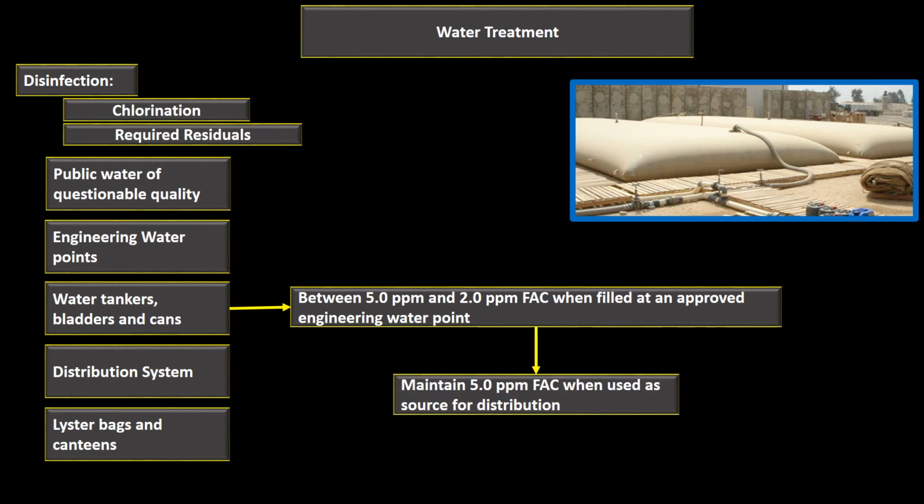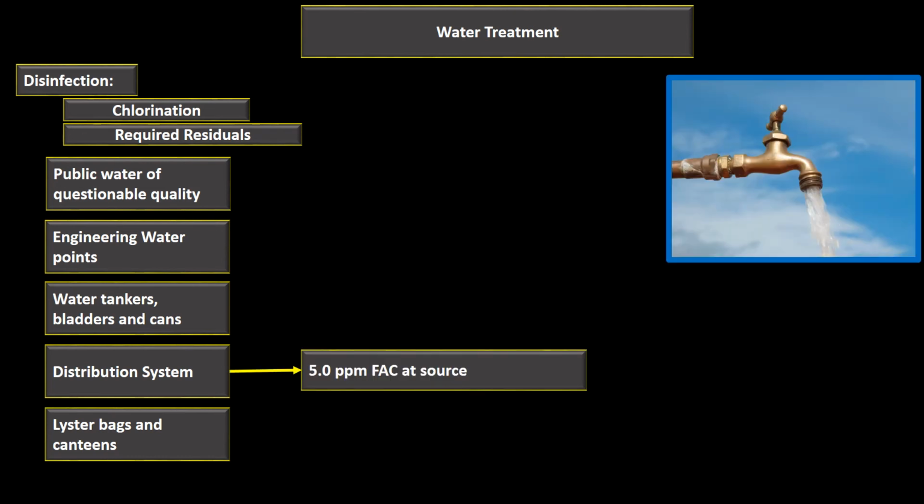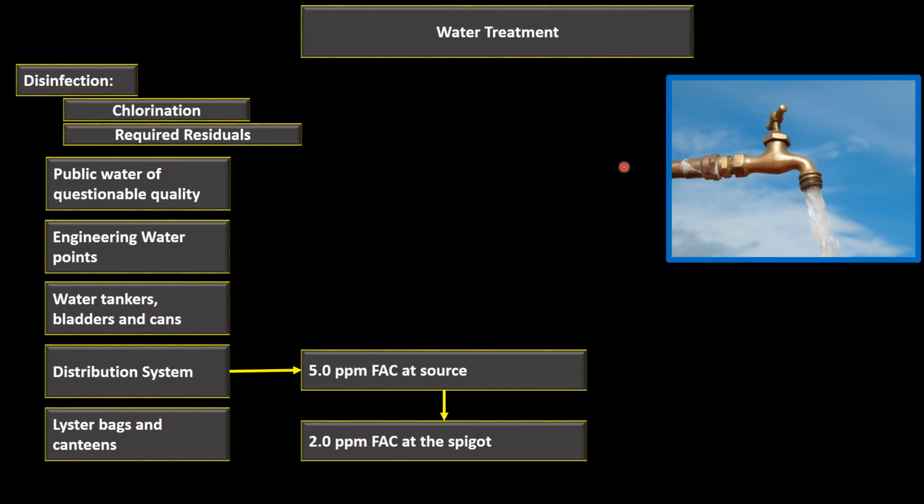Distribution: maintain 5 parts per million free available chlorine when it is a source for distribution. So if we had a tanker, or if these bladders were going to distribute water to different piping and so on, that bladder needs to be at 5 parts per million. All right, a distribution system. At the distribution system source, like if it was that bladder, it needs to be 5 parts per million. The source would be back here, like we say, the bladder right here. We need it at 5 parts per million. By the time the water comes out of the spigot, we'll accept 2 parts per million free available chlorine at the spigot.